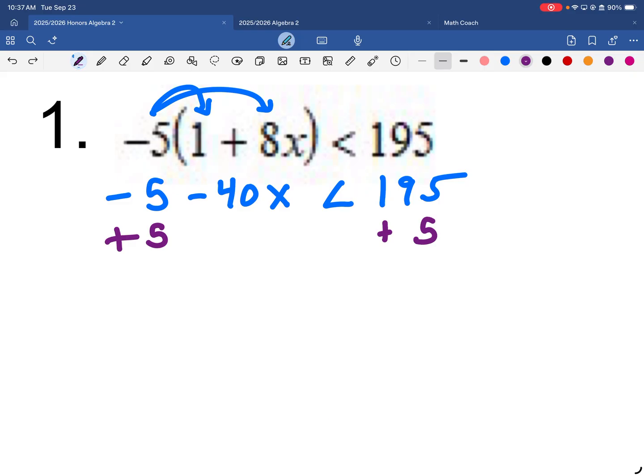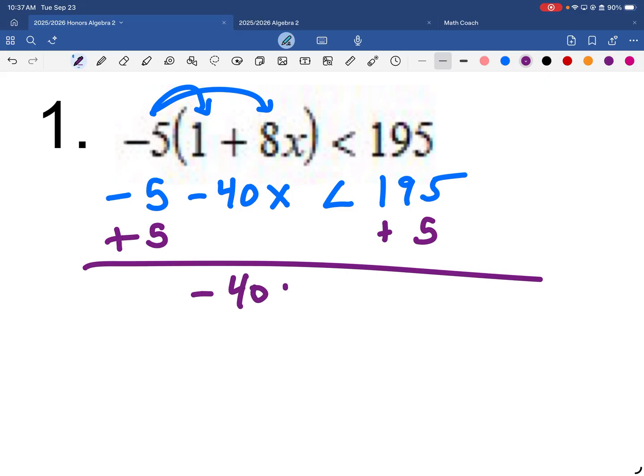I'm not going to write that line in there. I don't like that line in there personally. And we're going to simplify. So negative 5 plus 5 is 0, so I'm not going to write down 0. But I've got negative 40x is less than 200.